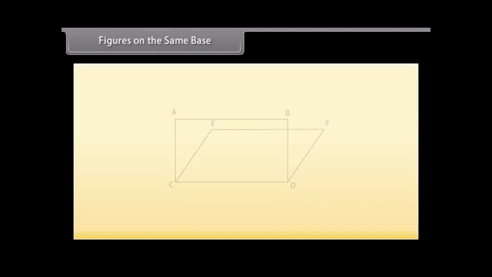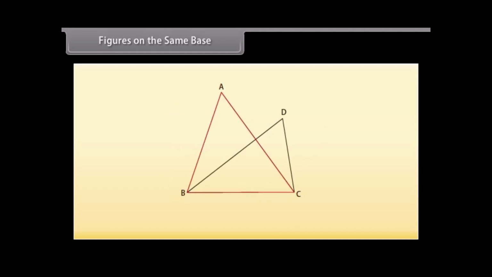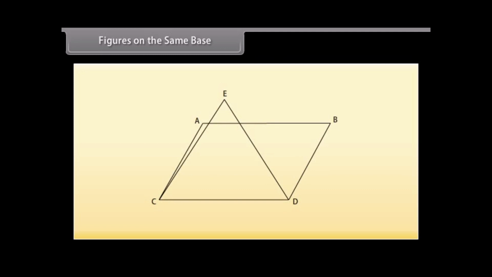Similarly, in this figure, triangle ABC and triangle BCD are on the same base BC. Now look at this figure. Here a triangle ECD and a parallelogram ABCD are on the same base CD.